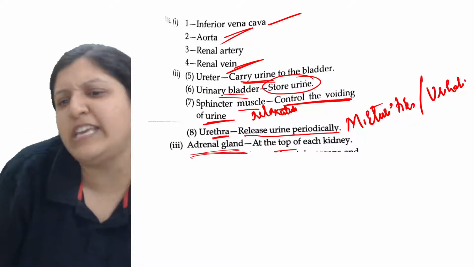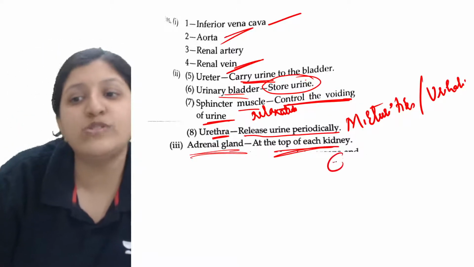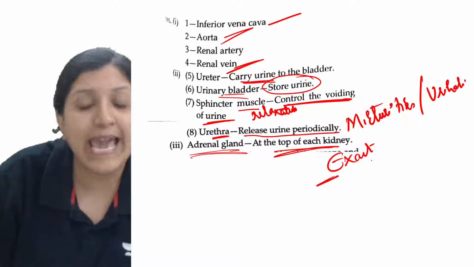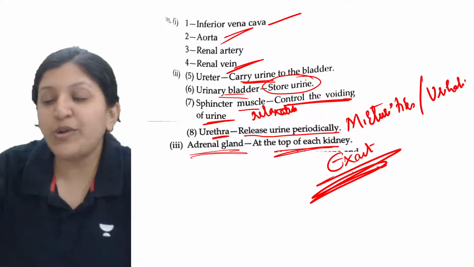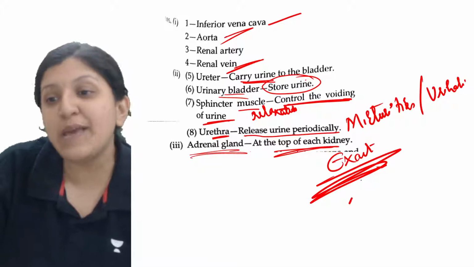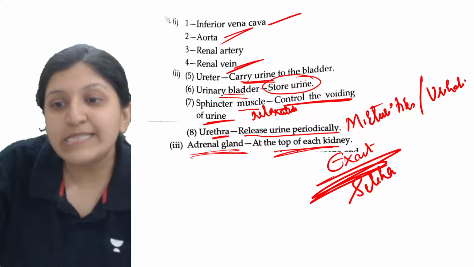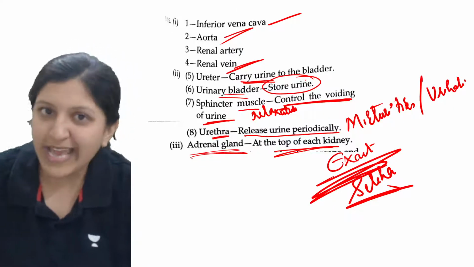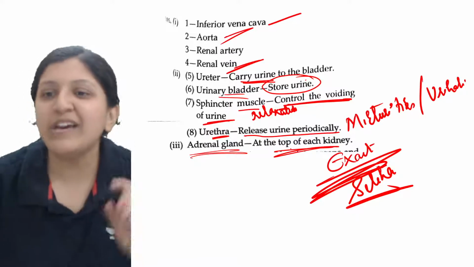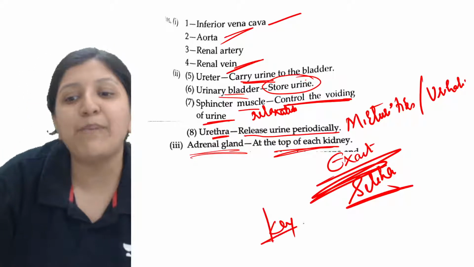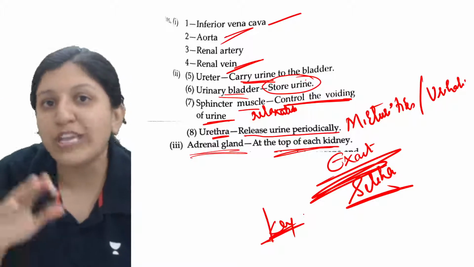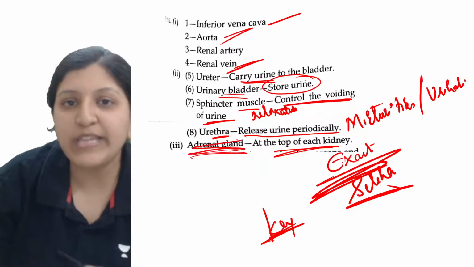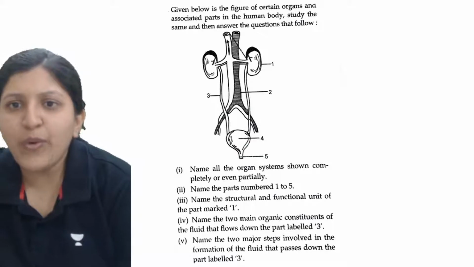Top of each kidney is not the specific one. So since they ask you to write the exact location, you need to write the exact location. So same as that given in the solution. So at the top is not accepted because there has to be a keyword. The keyword is a cap like structure which is on the kidney, on each of these kidneys. So that is for the adrenal gland, okay? So moving on to the next question.